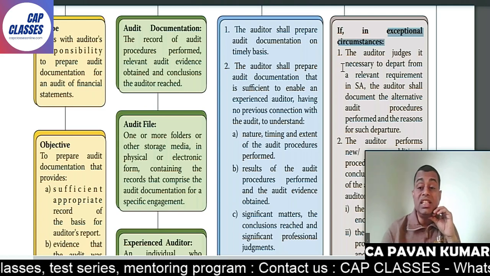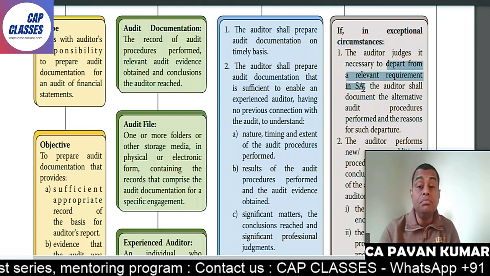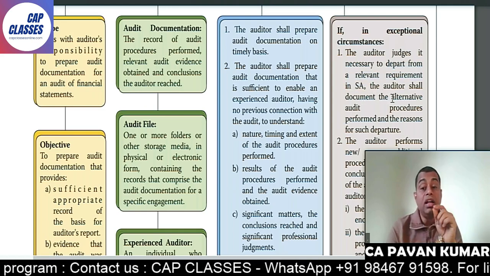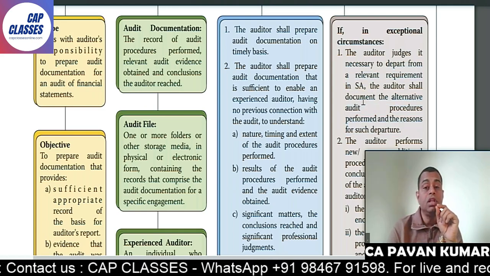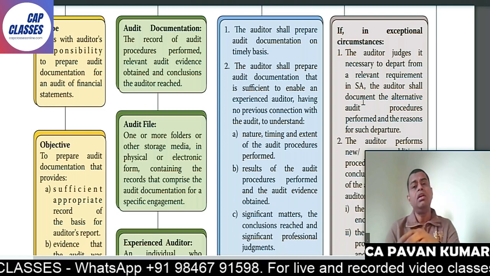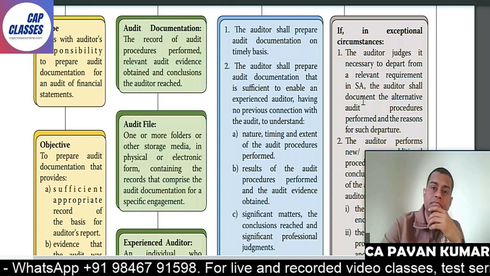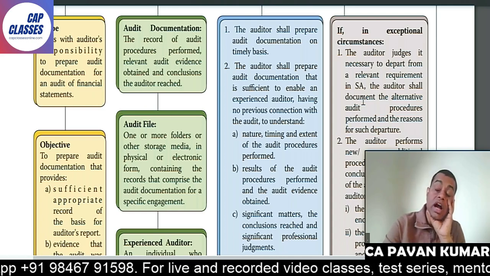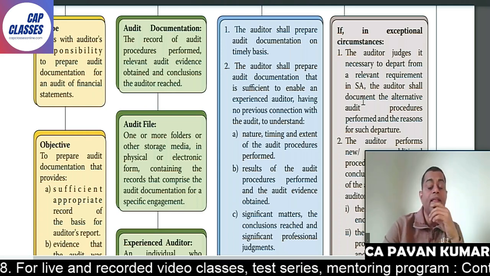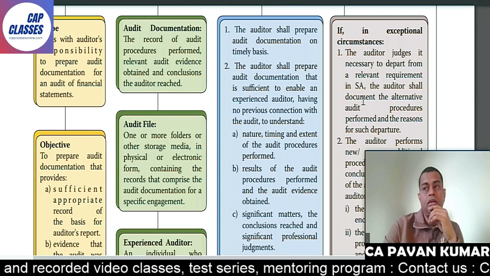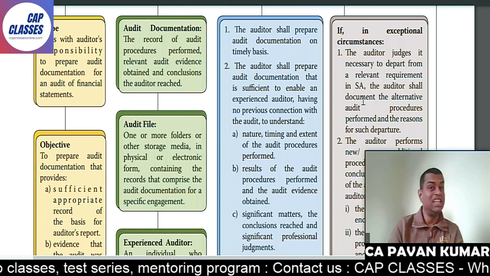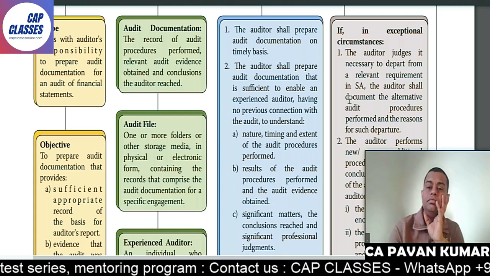The auditor judges it necessary to depart from the standard on auditing. Then the auditor shall document the alternative audit procedures performed. So, Pavan, did you perform this audit as given in the standard on auditing? No, I did an alternative procedure. They said, follow procedure A. I followed procedure B. What is procedure B? Document. Why have you done that? Document. What is the reason for the departure? Document. That's all. That is the first point.